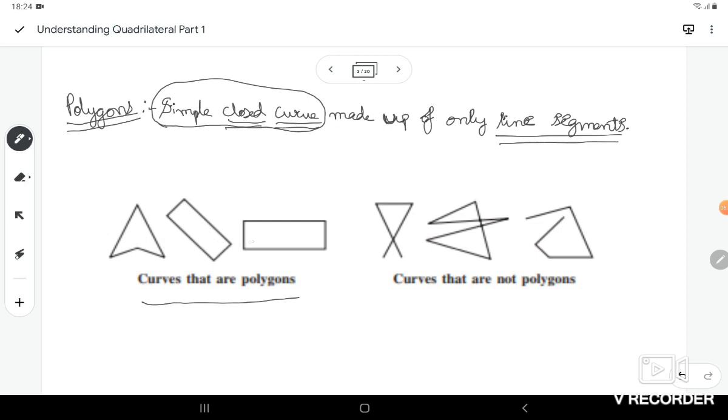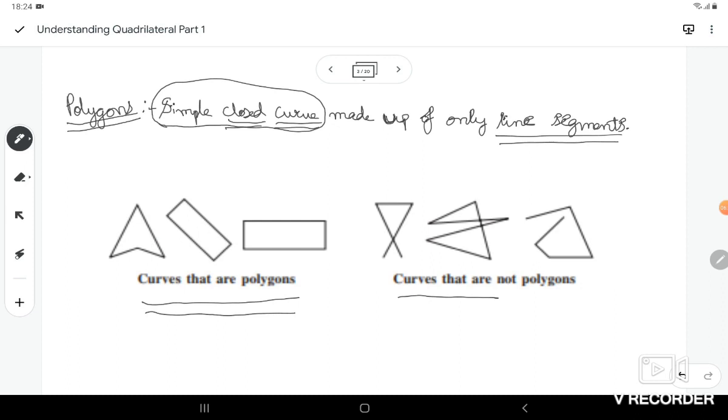That is, they are simple, the initial and final point is not visible, all three are closed, all three are curved, that is, there is no retracing or lifting of pen while drawing these, and all these three are made up of line segments. That's why these three are polygons.